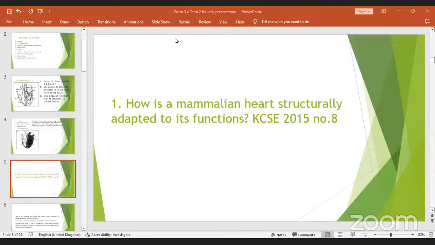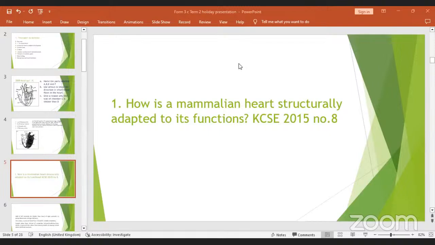Which one slows down? Which one speeds up? The vagus nerve slows down, and the sympathetic nerve speeds up. Some people are confused. They think that the sympathetic, being sympathetic, should slow down. The sympathetic nerve speeds up. The vagus nerve slows down the rate of heartbeat. You score 2 marks for those two.